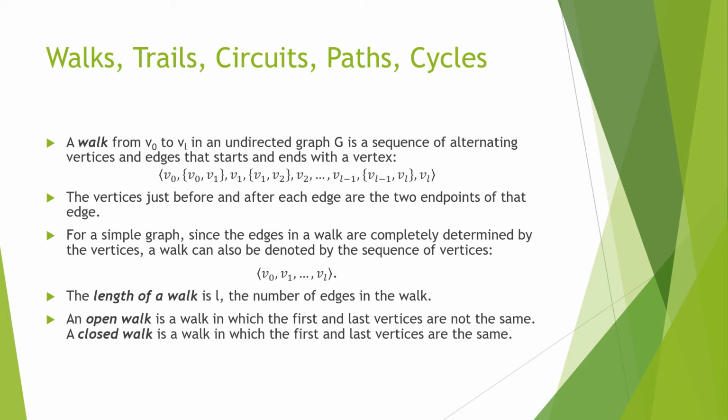Next, we define the length of a walk. The length of a walk that you see here is equal to L, which is equal to the number of edges participating in this walk. Next, we define an open and a closed walk. An open walk is a walk in which the first and last vertices are not the same. So if V0 and VL are not the same, then that walk is called an open walk. If the first and last vertices are the same, then we call that walk a closed walk.